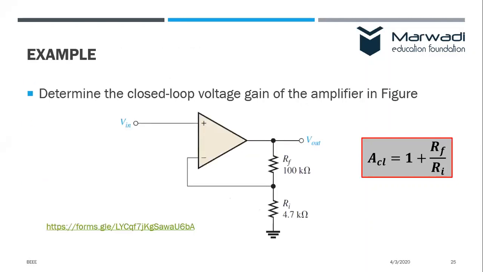Now we are going to apply the closed loop voltage gain of the amplifier in the figure. So we have to determine what will be the closed loop voltage gain here, right? You know the equation, you know these values.